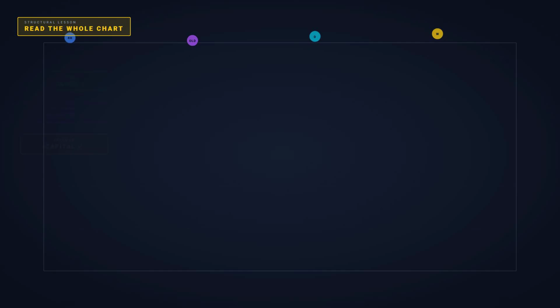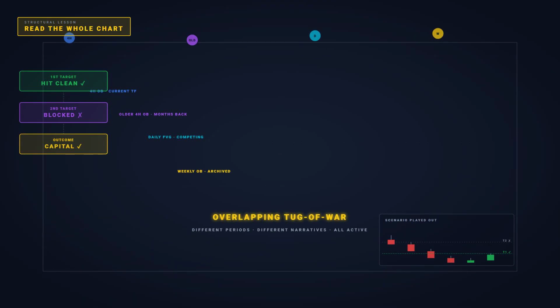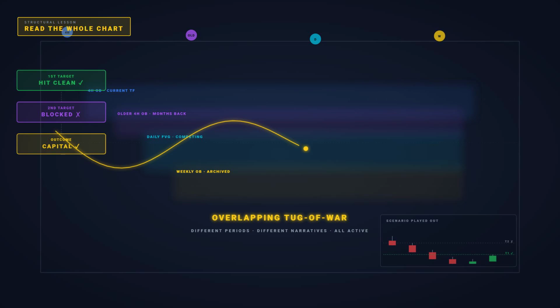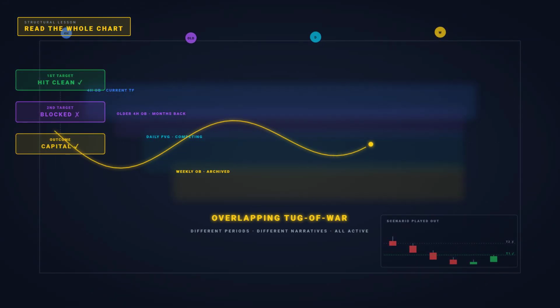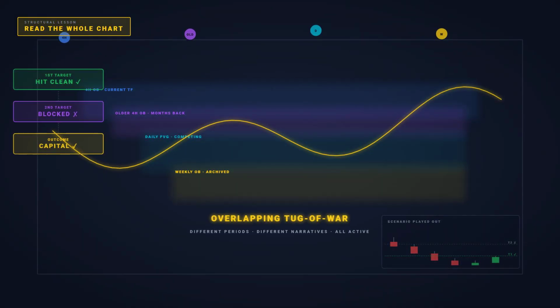The first target was hit cleanly. The second target was blocked by an older competing zone. The stop, having been moved to break even, protected capital. The lesson is structural. The market is full of overlapping zones from different time frames and different points in the historical price narrative. Sometimes two zones from different origins sit close enough together that they create a tug-of-war effect.